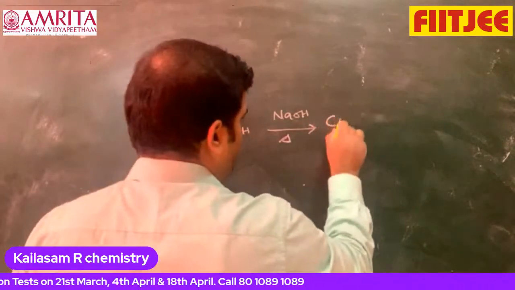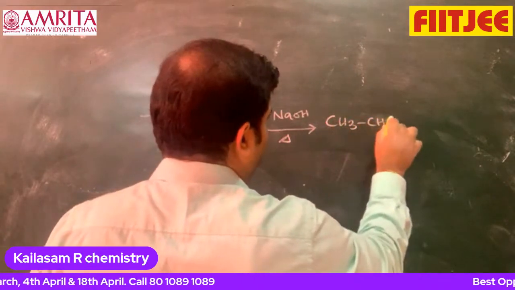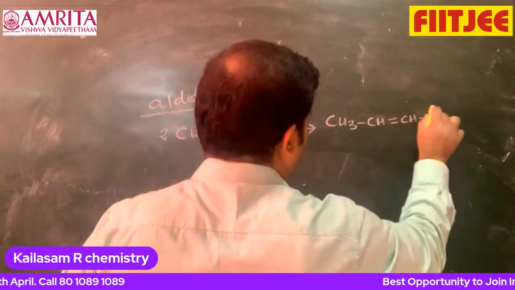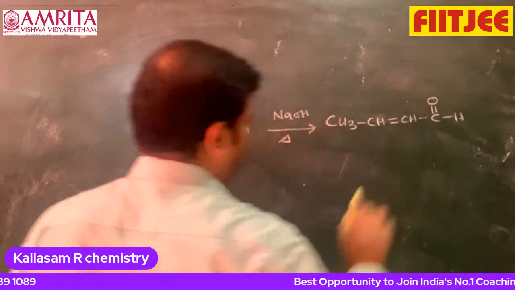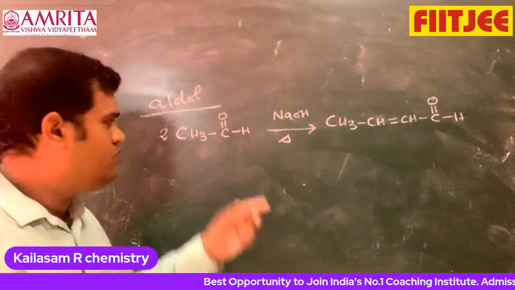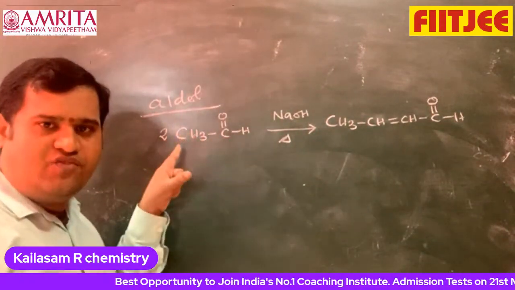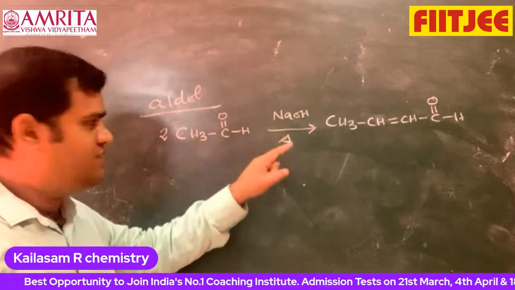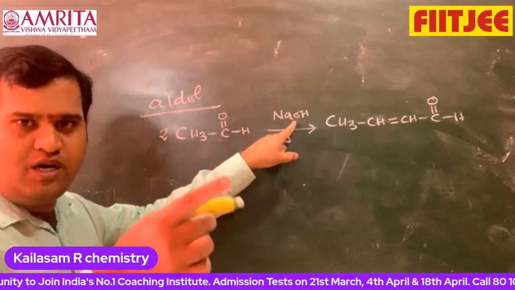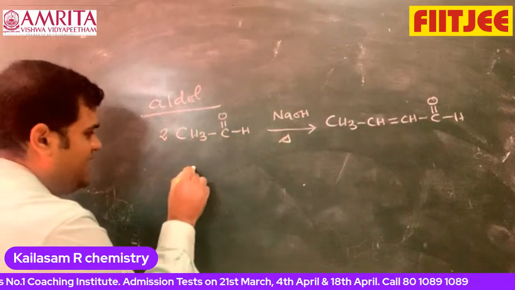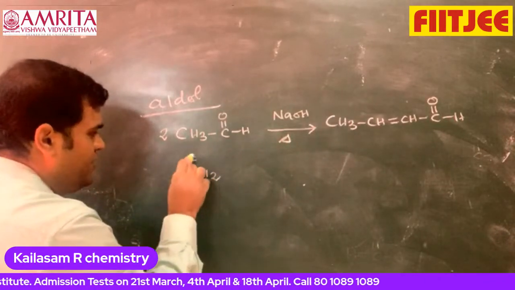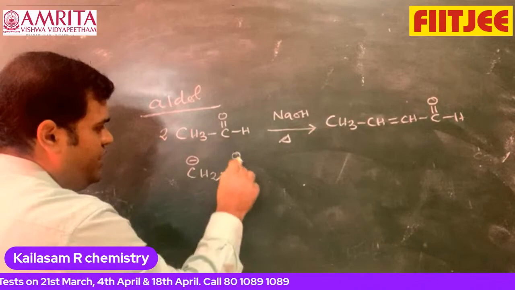Now, what is the product I'm going to get? CH3, CH double bond, CH, C double bond OH. What is the mechanism of the reaction? I told you, in a carbonyl compound, the alpha carbon having hydrogen is more acidic in nature. I'm using a base. The role of the base is to abstract the proton. Once it abstracts that, an anion forms, which is very important: C double bond OH.